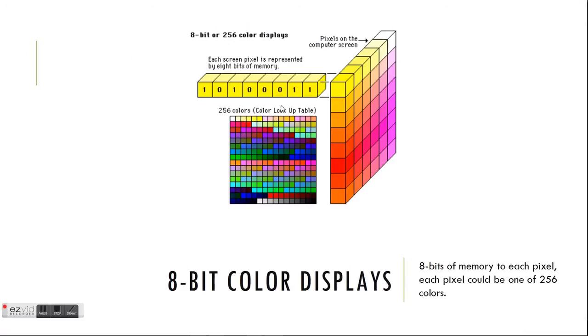Here we can see how the 8-bit memory is allocated to each pixel, thus giving us 256 colors. So 1, 2, 8. So these 8 bits will give you 256 colors. So this is a 256 color lookup table.